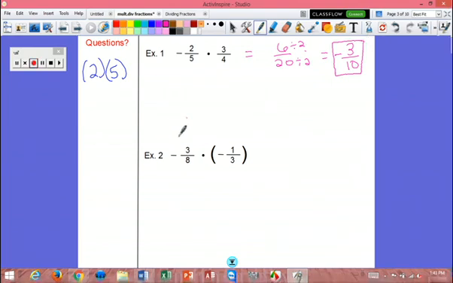Alright, example 2, we have -3/8 times -1/3. So again, I'm multiplying the numerators. So 3 times 1 gives us 3, and then in the bottom, in the denominator, 8 times 3 equals 24. 3 and 24 can both be divided by 3, and that would be 1/8. We have a negative times a negative, same signs, so our answer is positive.